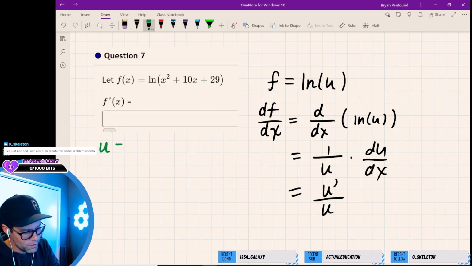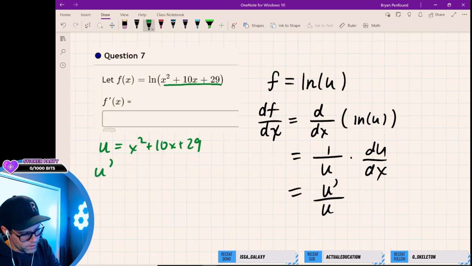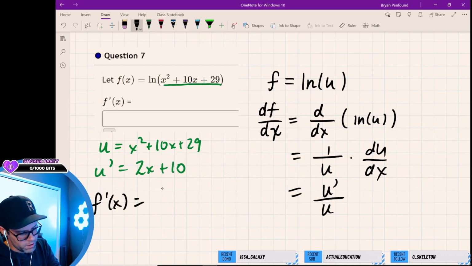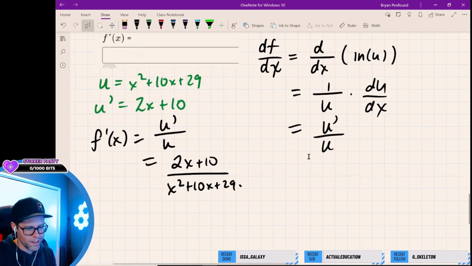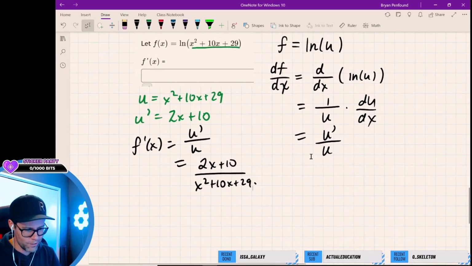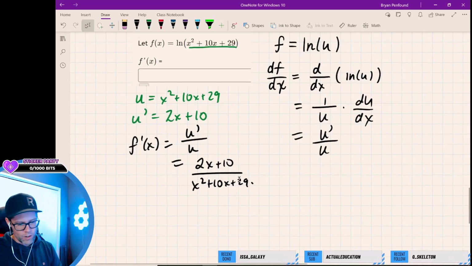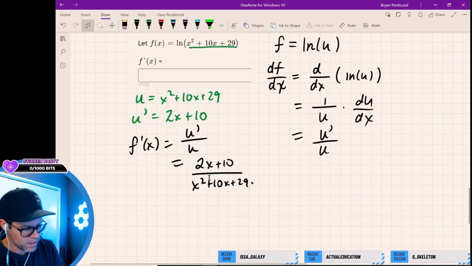So we're going to say that u is the inside part of this logarithm, which is x squared plus 10x plus 29. And the derivative of that with respect to x is 2x plus 10. So our overall derivative for f should be u prime over u, which is 2x plus 10 over x squared plus 10x plus 29. Some cool patterns arise when you're looking specifically at derivatives of the natural logarithm, because you don't have to multiply by that weird log a business.